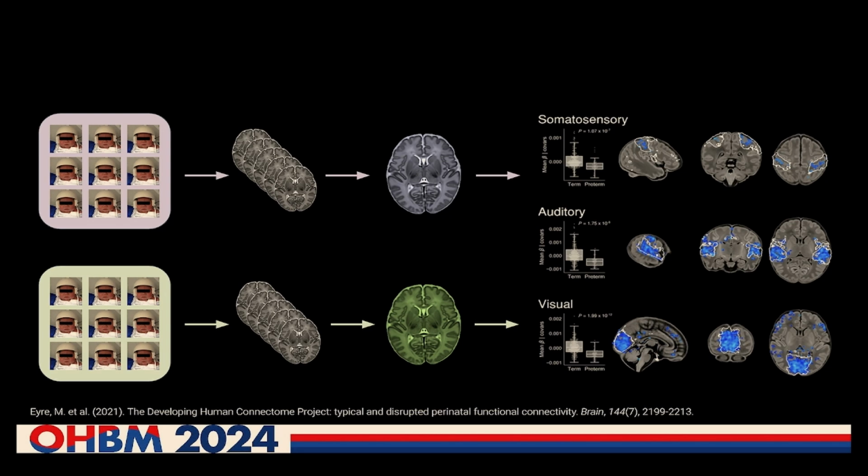Jumping back a bit, the whole point of neuroimaging is to find differences between individuals. And so in this study here, what we're looking at is preterm and term-born neonates, and we're looking at differences in the functional connectivity of their primary sensory networks. And this is a nice study by Eyre et al.